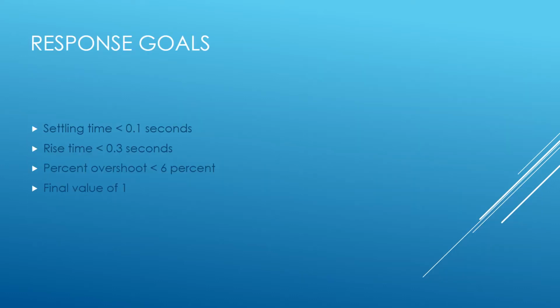After finding your step response, I decided to set some response goals, and some of the goals are a settling time of less than 0.1 seconds, a rise time of less than 0.3 seconds, a percent overshoot of less than 6%, and a final value of 1. These will be plotted in the root locus with the SISO tool.